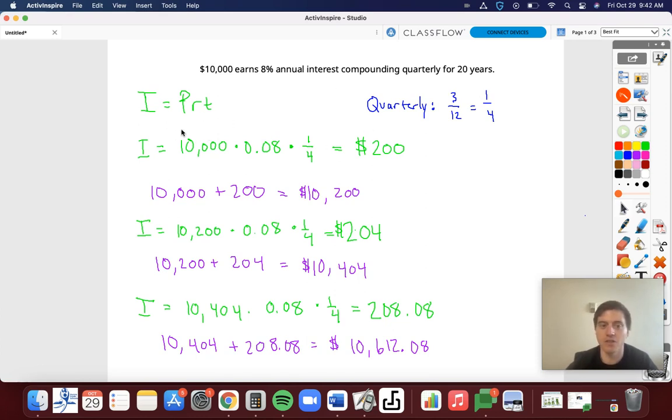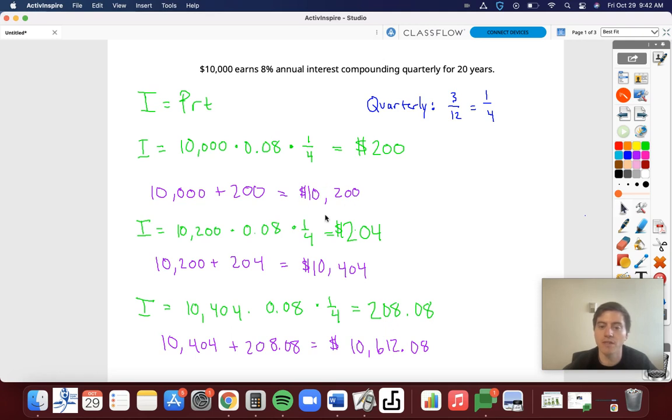So as you saw with the simple interest formula, we would take the principal, 10,000, multiply by the interest rate, 8%. And then here's quarterly, right? 3 months out of 12 months would be 1/4 of a year. 1/4 of a year is quarterly. And that would be $200 of earned interest. So you can add that on. And now you have 10,200.